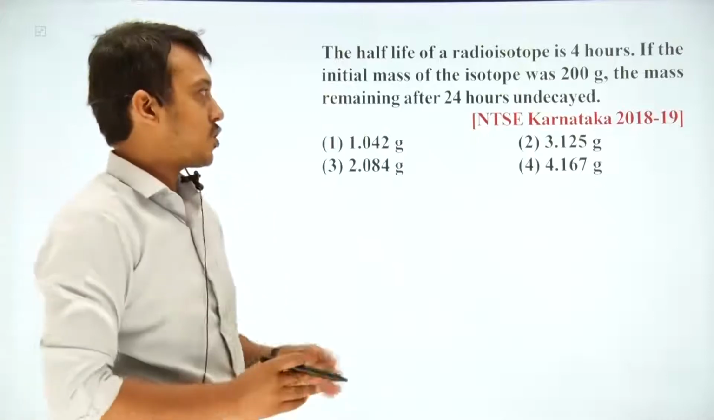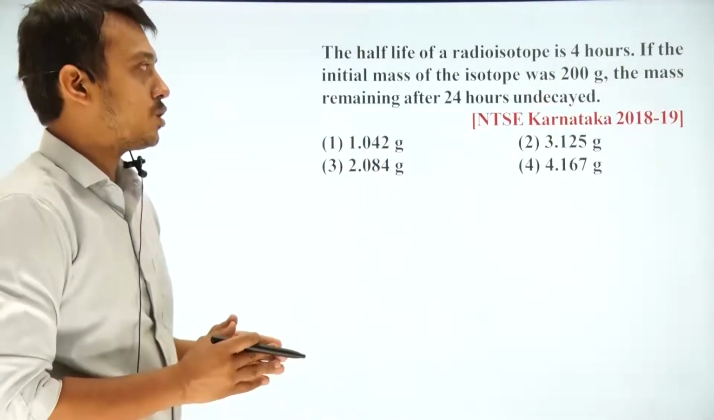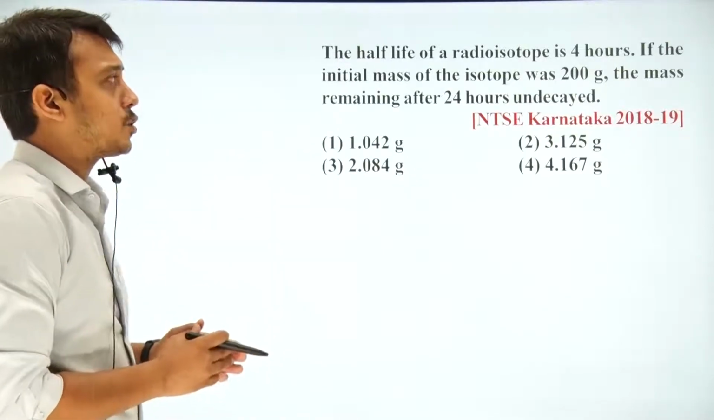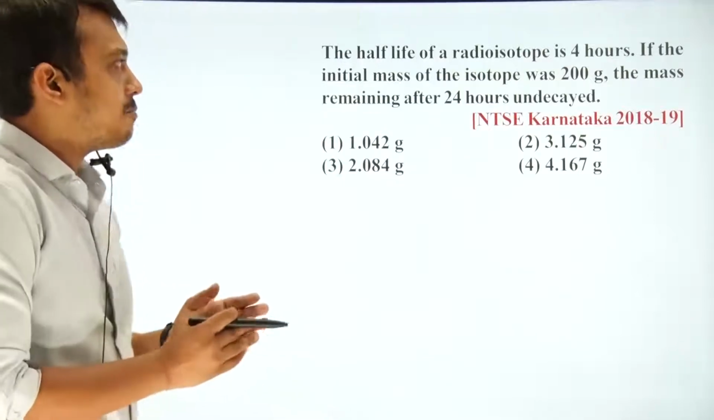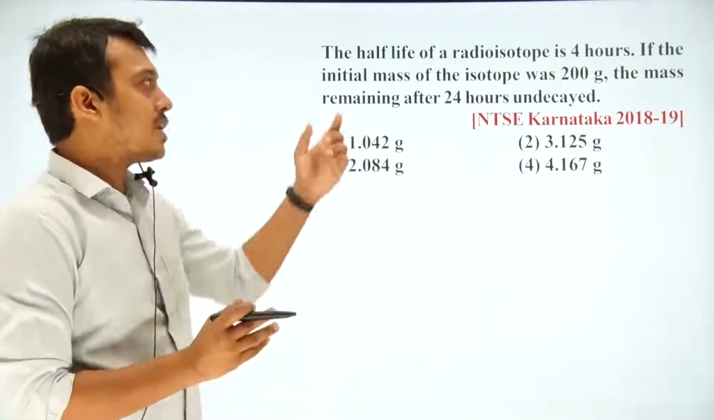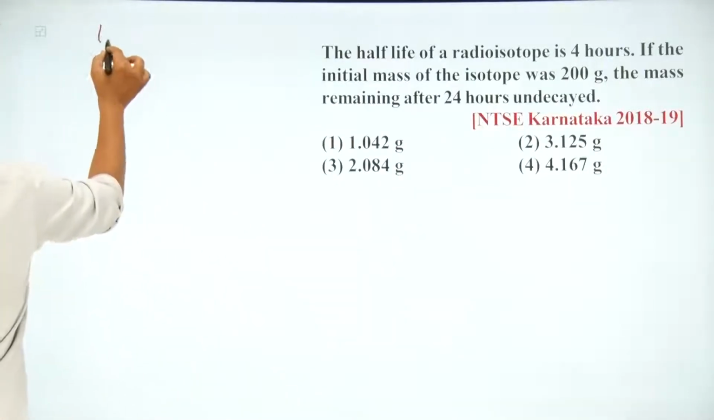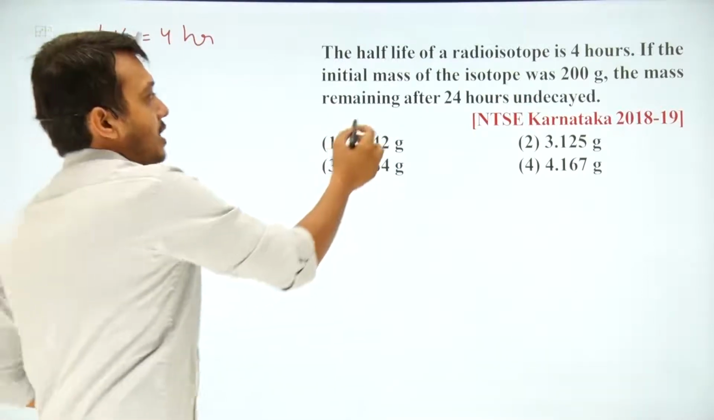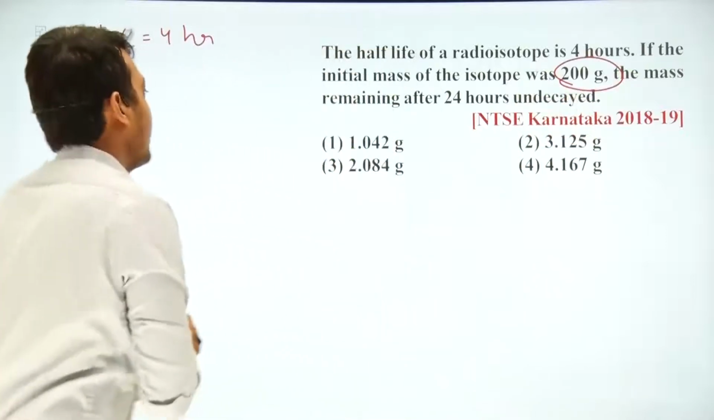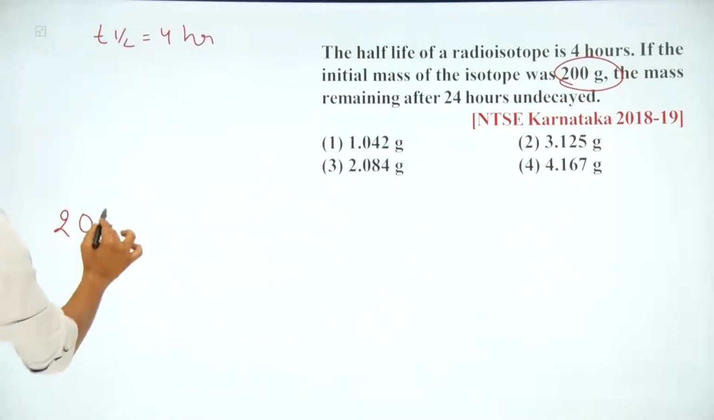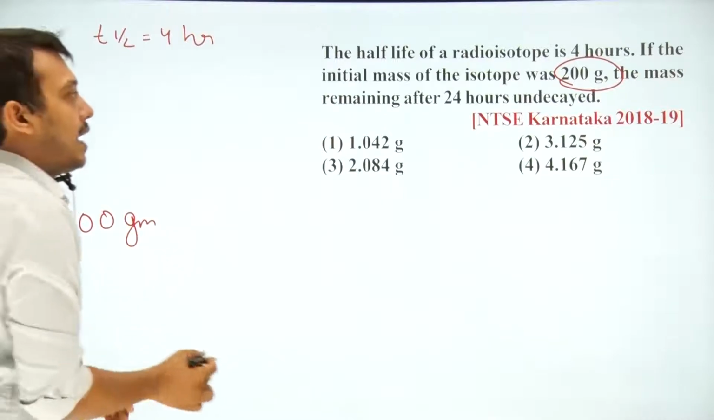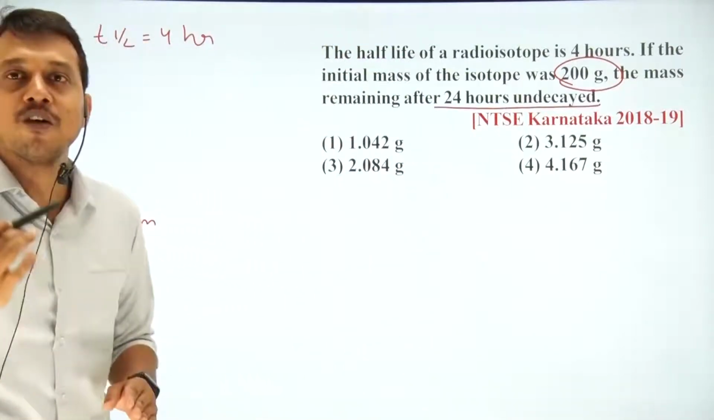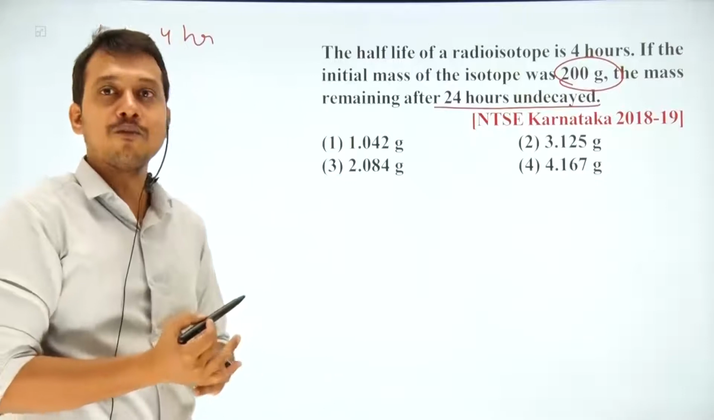So students, the next question is from NTSE Karnataka 2018 and 19. What is the question? The half-life of a radioactive isotope is 4 hours. The initial mass of this isotope is 200 gram. And we have to find out how much of this isotope will remain undecayed after 24 hours.